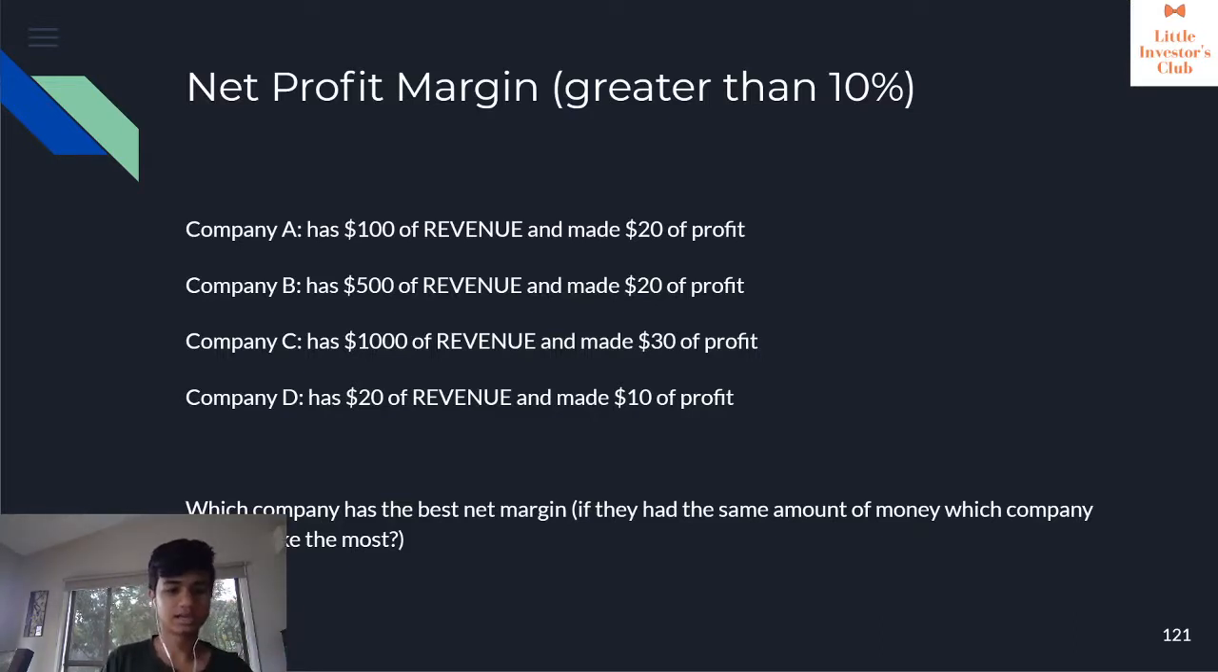So that's essentially just an overview about what net margin is, how it's calculated, and what it stands for.